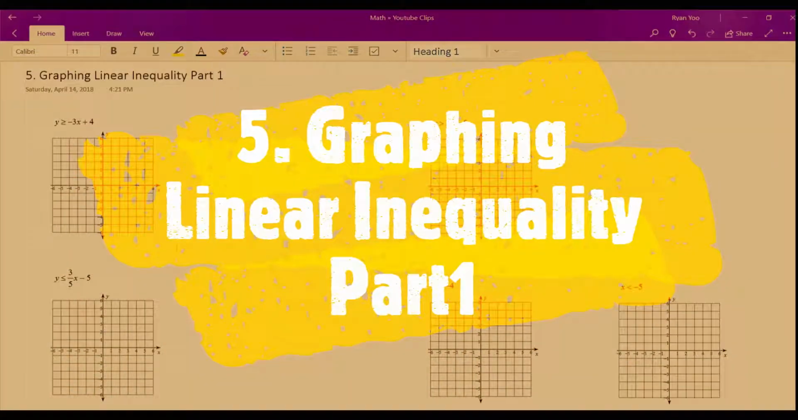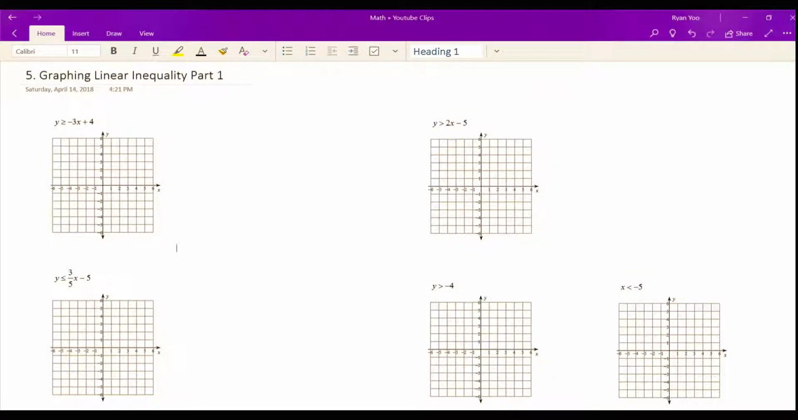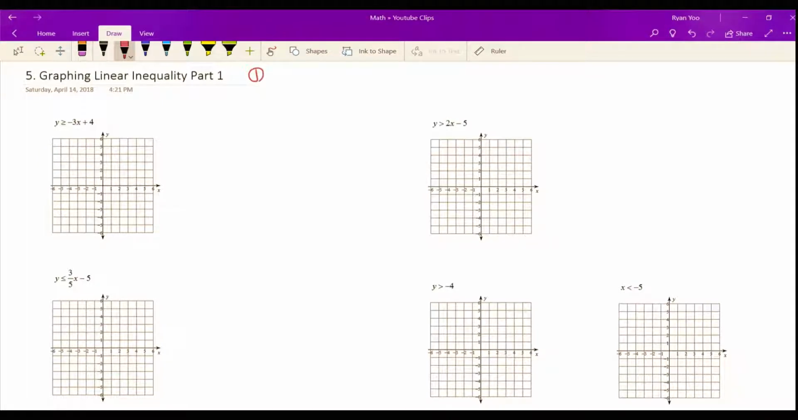Hello everyone. Today we are going to graph linear inequality. So when we do this, there are little things that we need to remember. So let's change my tab. And number one, the thing that you probably want to remember when it comes down to graphing inequality.